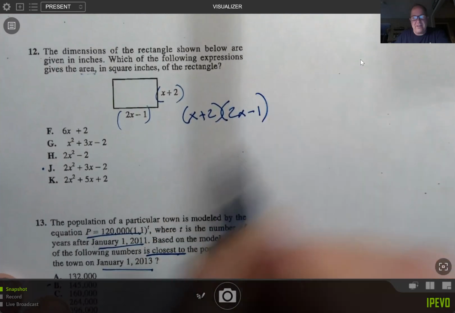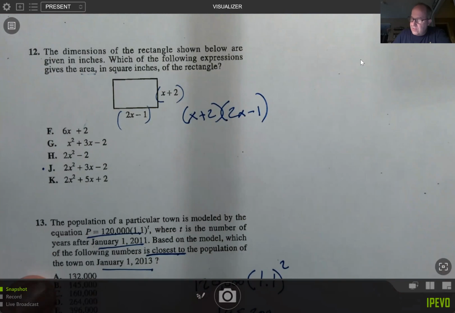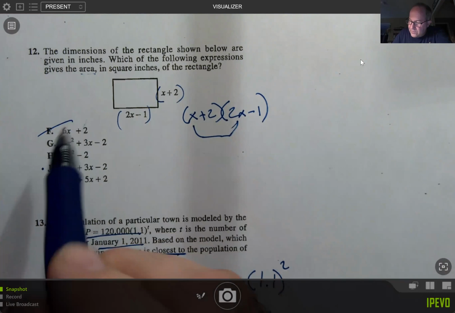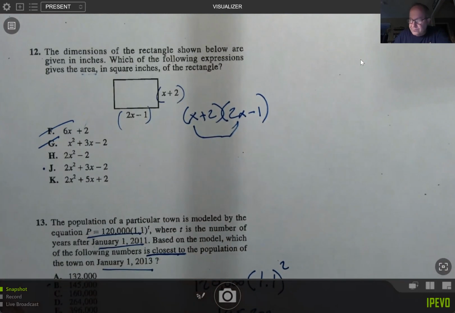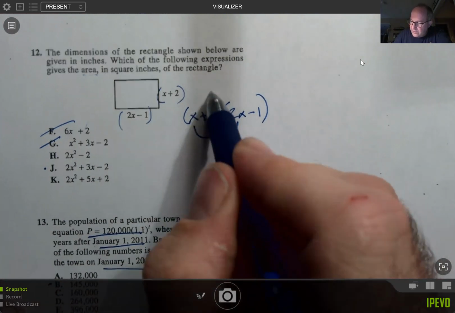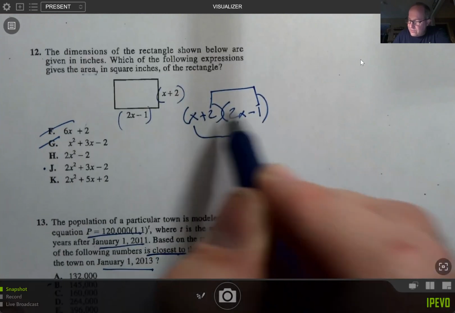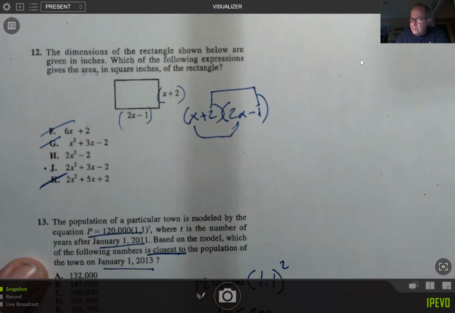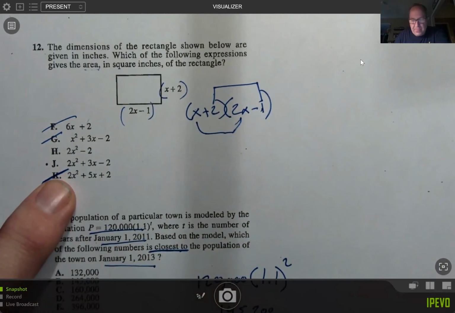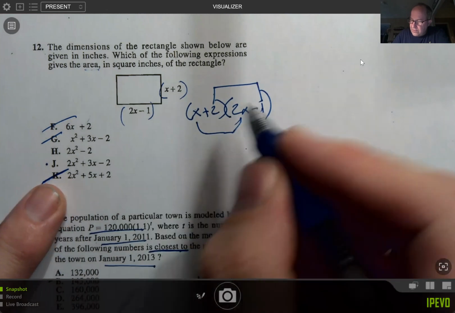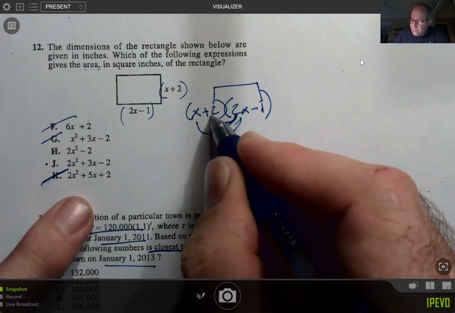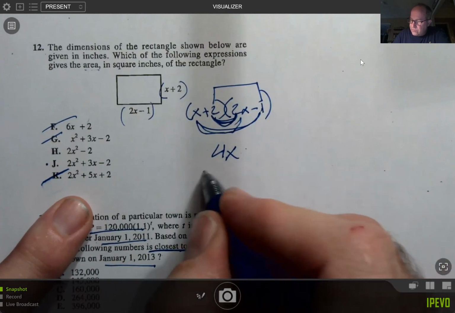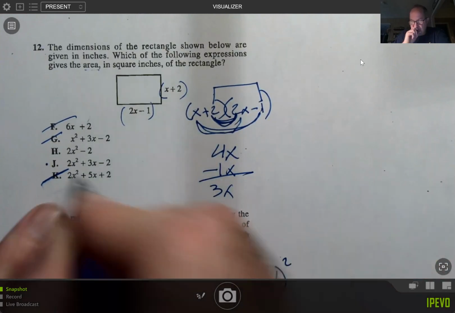Now, I'm going to use my answers and eliminate as I go. So x times 2x is 2x squared, which allows me to get rid of the first two choices. Now, 2 times negative 1 is negative 2. So I can get rid of letter K, right? And now I'm down to either H or J. So I guess I do have to multiply everything out here. The inside's going to be 4x. The outside's going to be negative 1x, which gives me 3x.